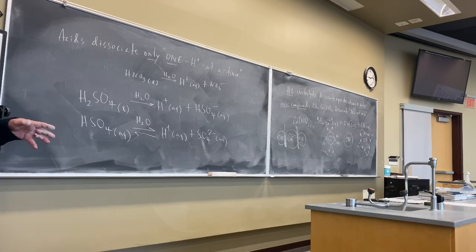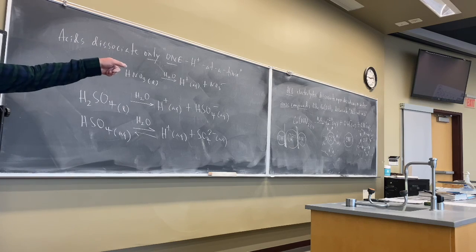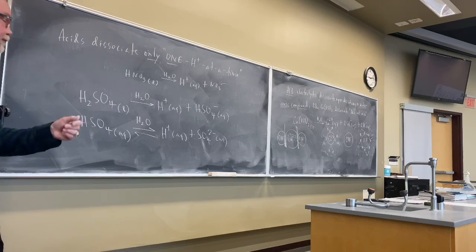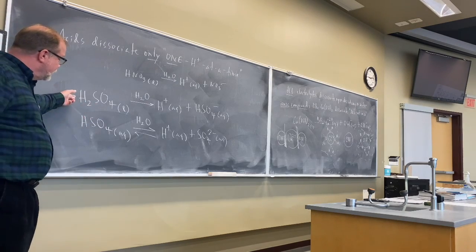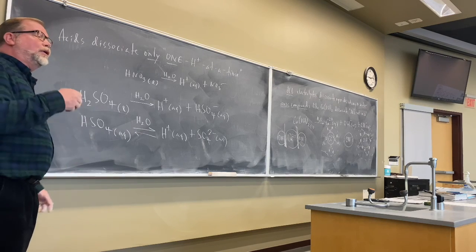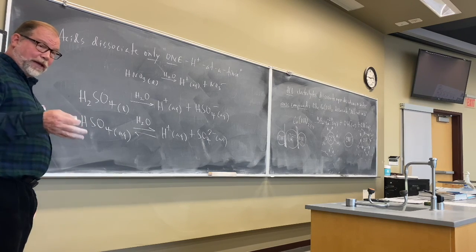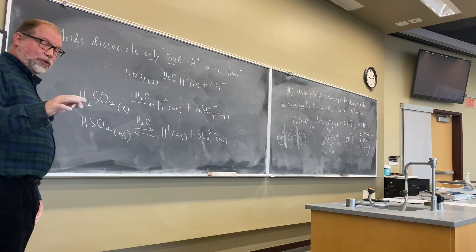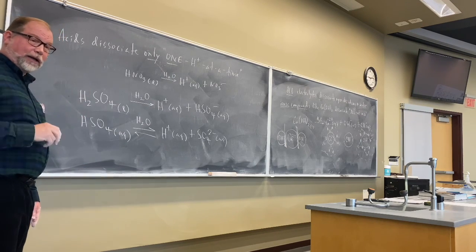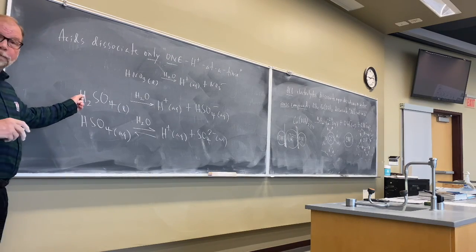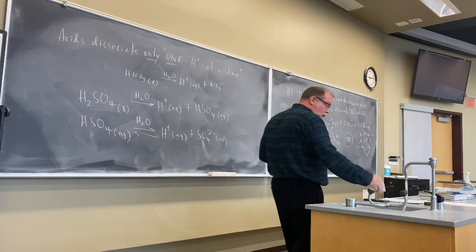So all electrolytes dissociate when they're dissolved in aqueous solution. Ionic compounds dissociate all at once. All the ionic bonds are broken at one time. And for an acid, only one proton at a time is dissociated. And so acids show slightly different behavior than bases do, and ionic compounds in general. Everybody okay with all of this? All right.